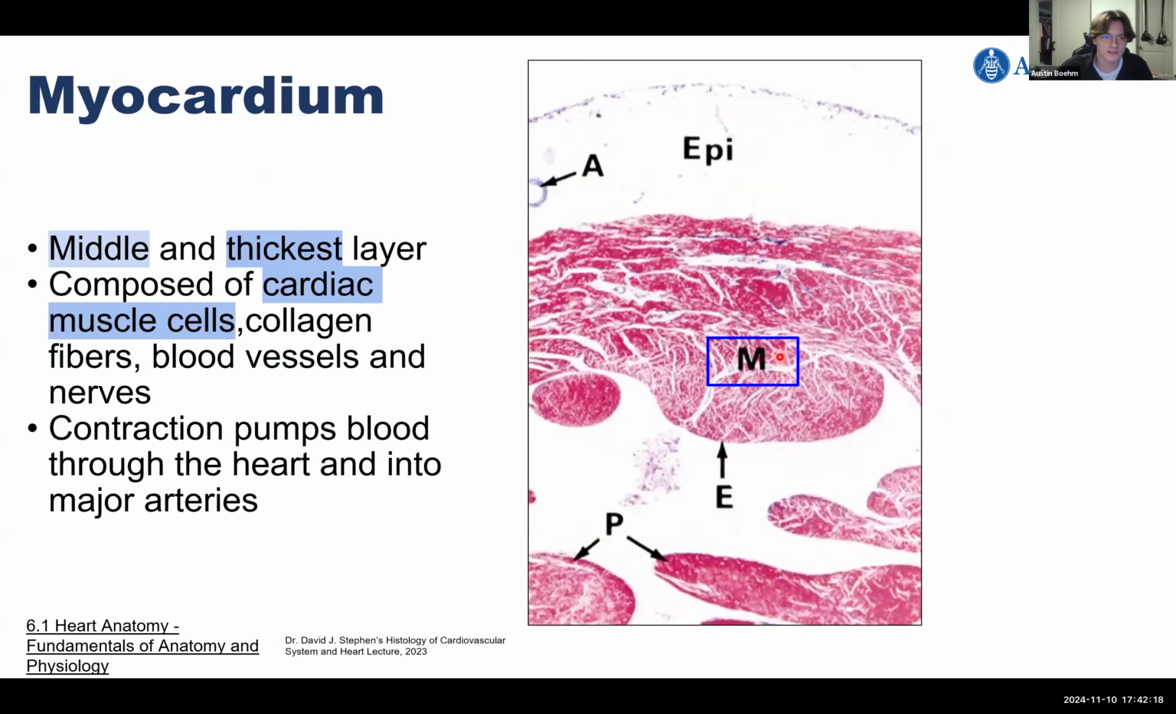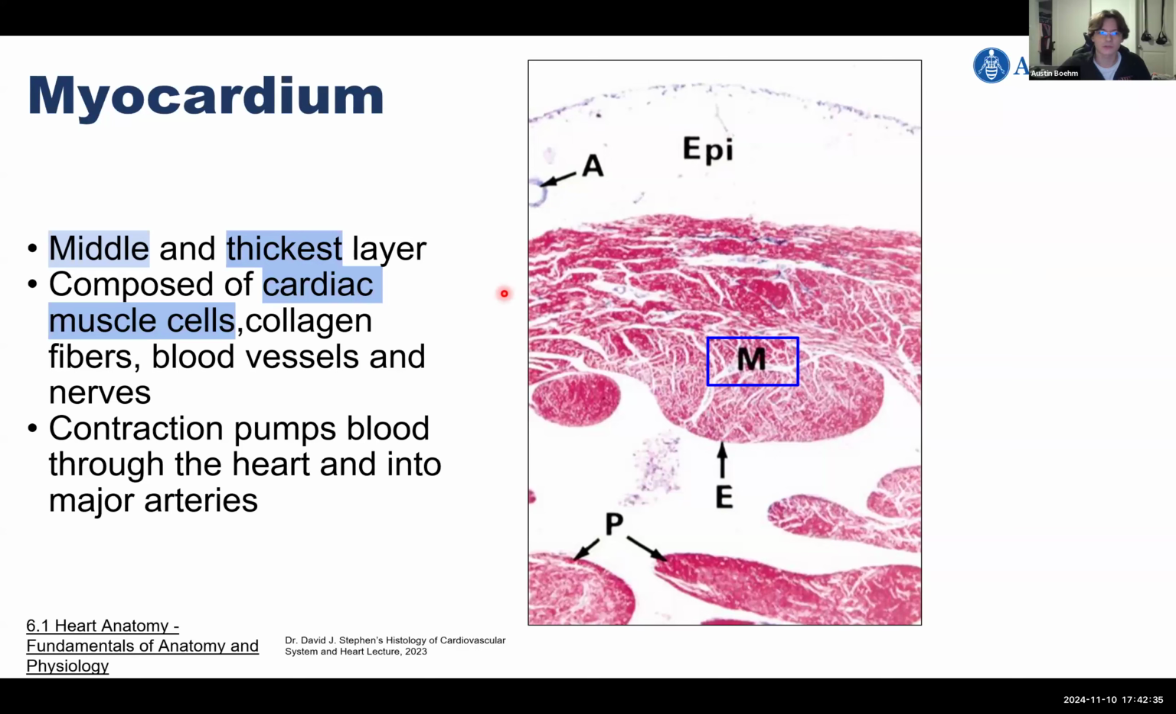Now, moving down, the next layer is the myocardium, and myo stands for muscle. So that's where the muscle is going to be. It's that thick pink layer that you can see here. It's the thickest layer, and that's what's going to have those cardiomyocytes, or the cardiac muscle cells.